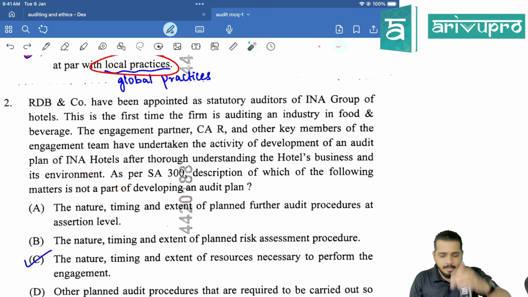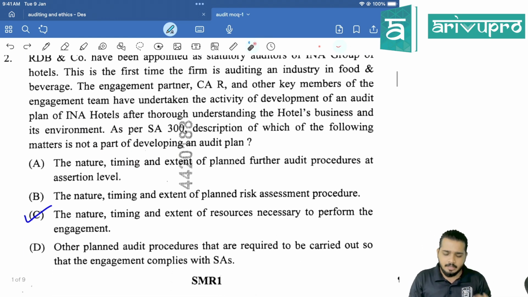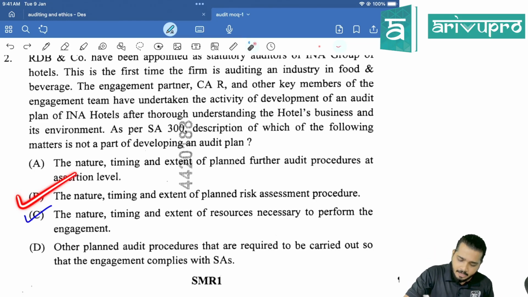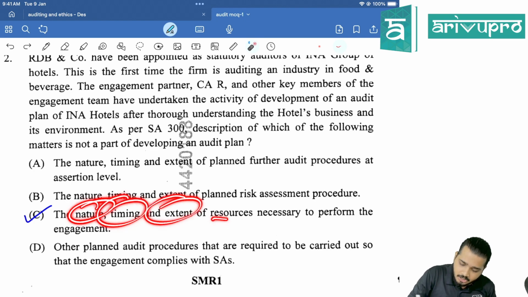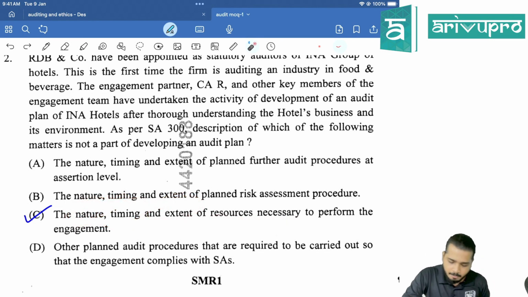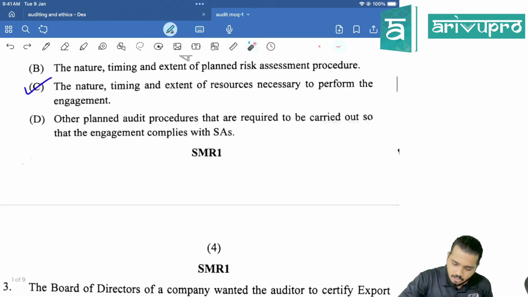So when you're developing an audit plan, three points are there. You have to have NTE of planned RAP, that is nature, timing and extent of planned risk assessment procedures. NTE of further audit procedures will be there, and other planned audit procedures will be there. What is not there? Nature, timing and extent of resources necessary to perform the engagement is not there. So option C is the right answer.